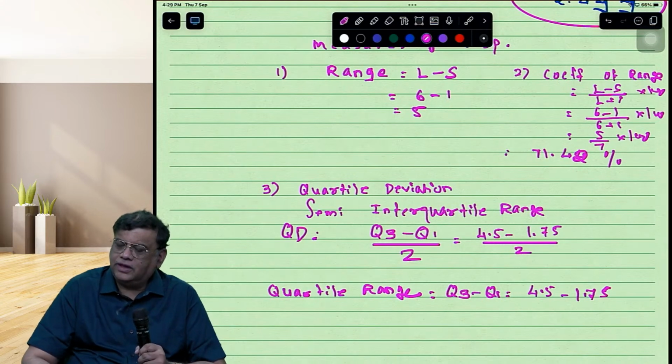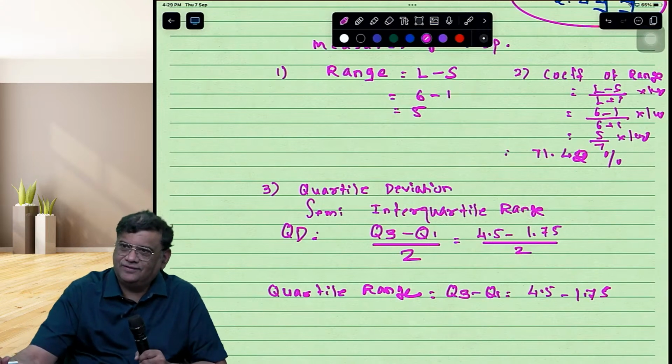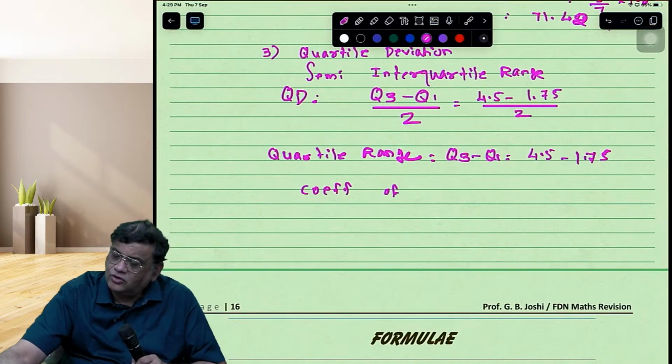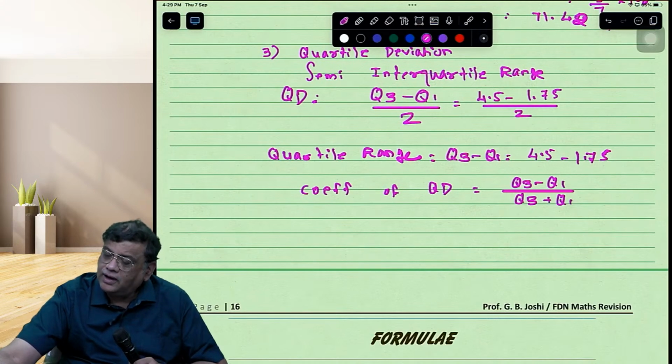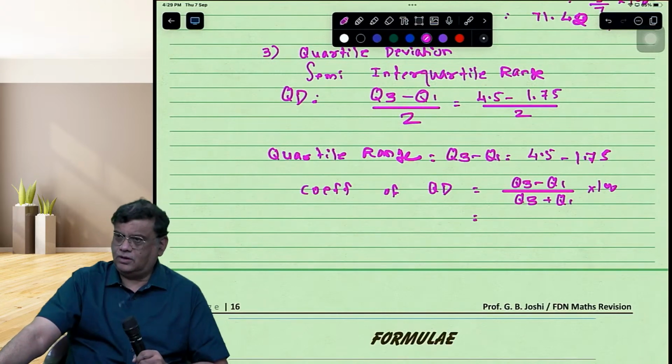हो गया क्या? लेकिन अगर मेरे को कंपैरिजन करना है तो फिर I will compute coefficient of quartile deviation, and that coefficient of quartile deviation will be Q3 minus Q1, जैसे coefficient of range में किया था. Q3 minus Q1 and that over Q3 plus Q1, and that is into 100. So tell me how much is that?